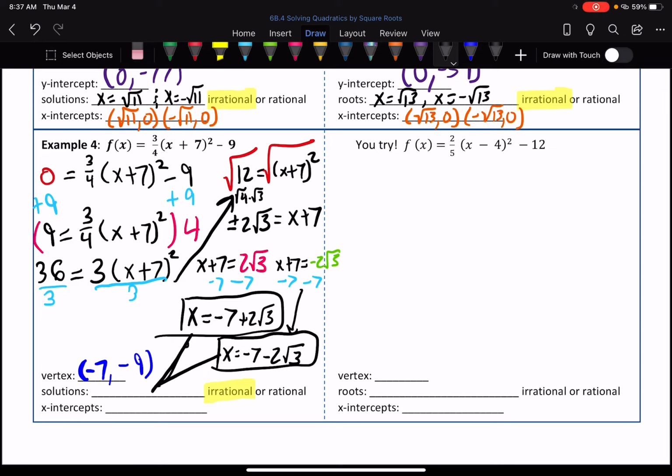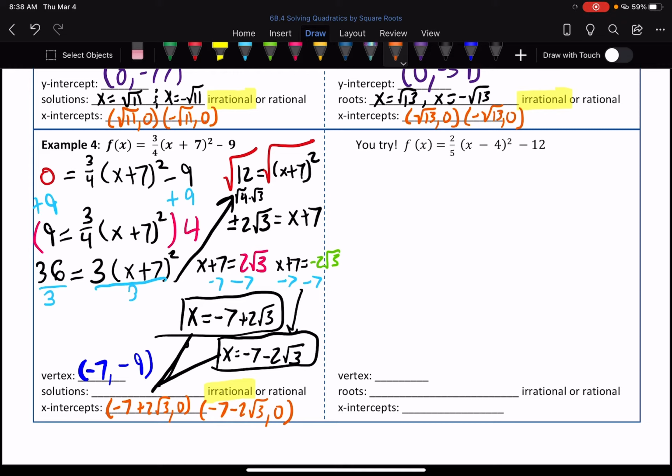And then my x-intercepts, I could plug it in the calculator and get the decimal form. Or I will definitely accept you just leaving it in its simplified term of negative 7 plus 2 times the square root of 3, comma 0, and negative 7 minus 2 times the square root of 3, comma 0.